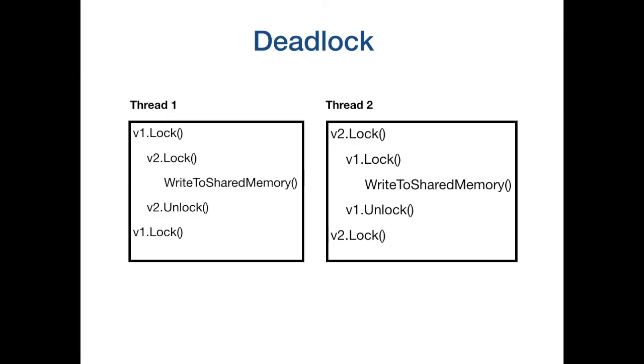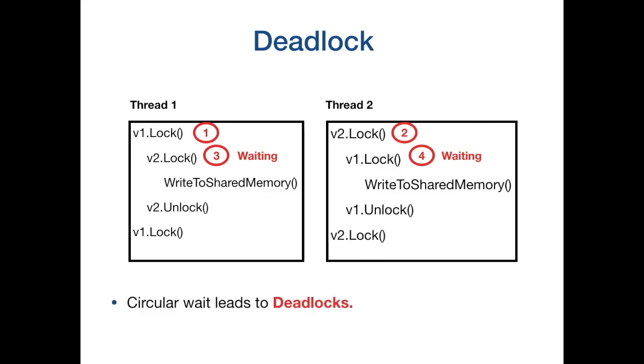Here, there are two threads executing concurrently. Thread 1 starts the execution. It takes a lock on resource v1. It gets preempted by thread 2. It takes a lock on resource v2. Now thread 1 comes along. It wants a lock on resource v2, but it is not available. So it goes into the waiting state. Now thread 2 comes along and it wants a lock on resource v1, but it is not available. So it also goes into the waiting state. So as you see, this is a circular wait which leads to deadlock and the application will just hang.